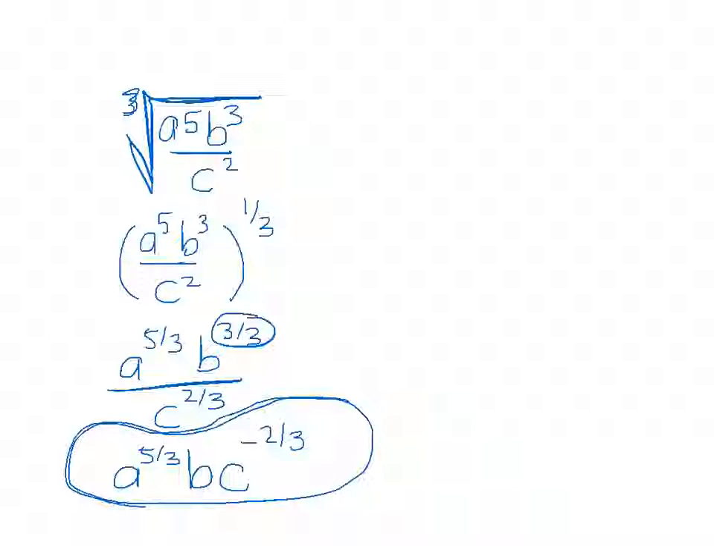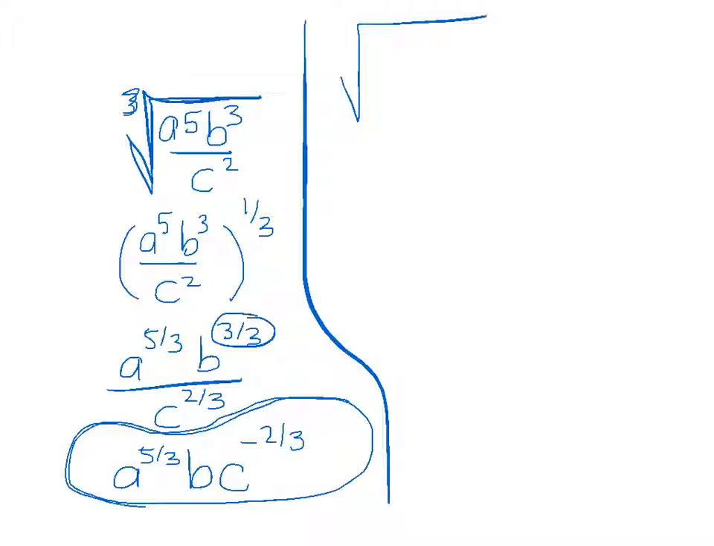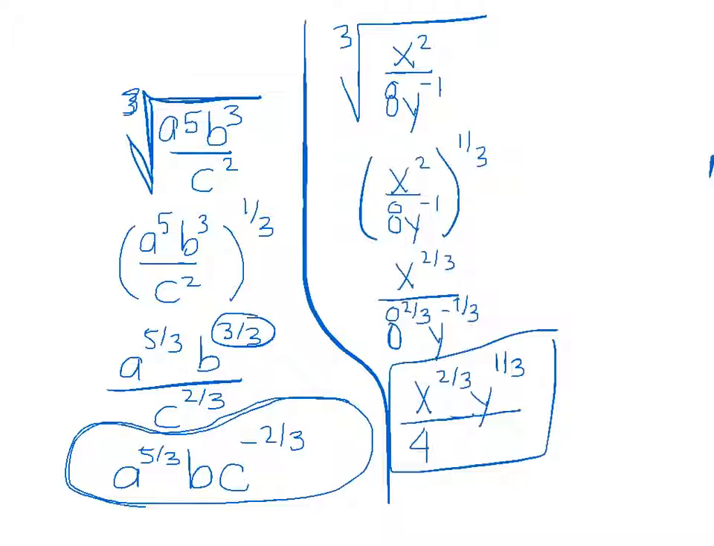Alright, so I'm going to give you guys one to work on. Let's say you had the cubed root of x squared over 8y to the negative 1. And I want you to do the same thing and write this in exponential form. Give your machine a pause.